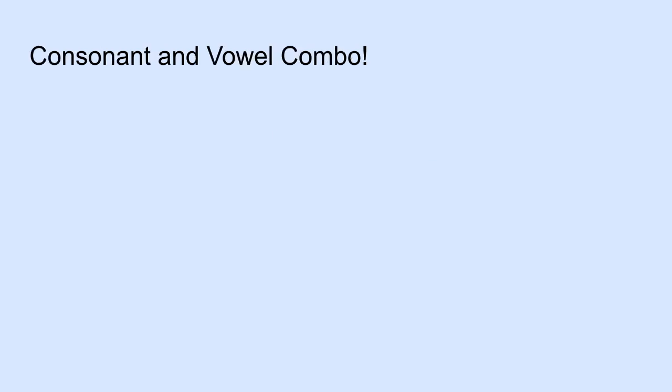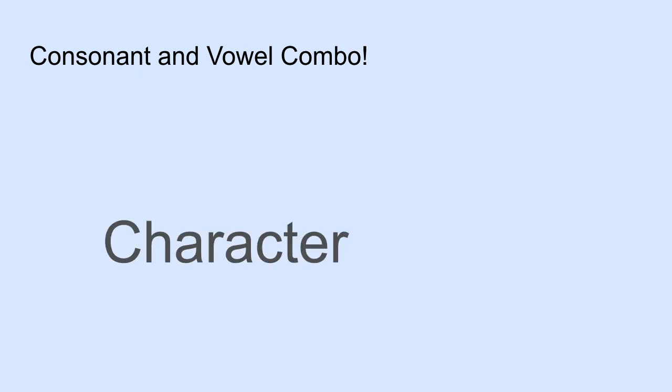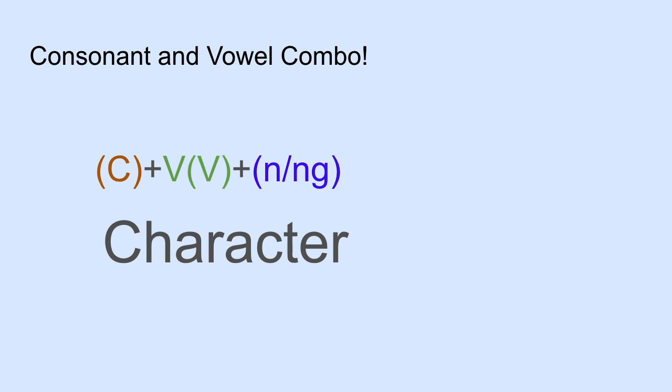So how many kinds of consonant and vowel combinations are possible in Chinese? Well, here is the formula. C means consonants and V means vowels. So Chinese can have up to two vowels in the middle, and you can have up to one consonant at the beginning. And of course you can have an ending of a syllable, but you can only end a syllable with n or ng. So the parentheses mean they're optional.